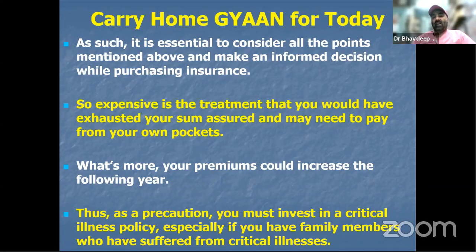So premiums can increase, and however they increase, 5%, 10%, 15%, or maybe the third party insurance charges, whatever they increase, I've given you that comparison also. If they increase by 5% or 10 or 15%, I've given you that chart also. So always invest in a critical illness cover, surely, especially if you have a family history for the same.